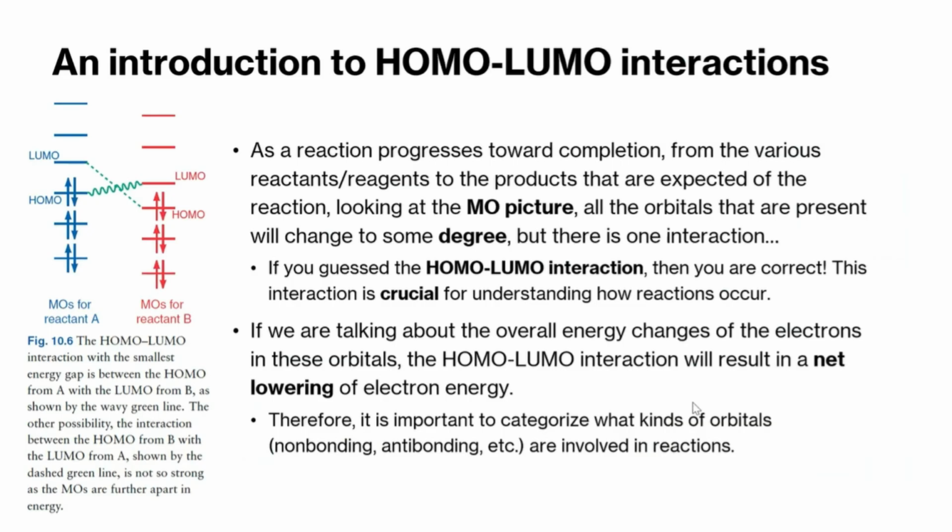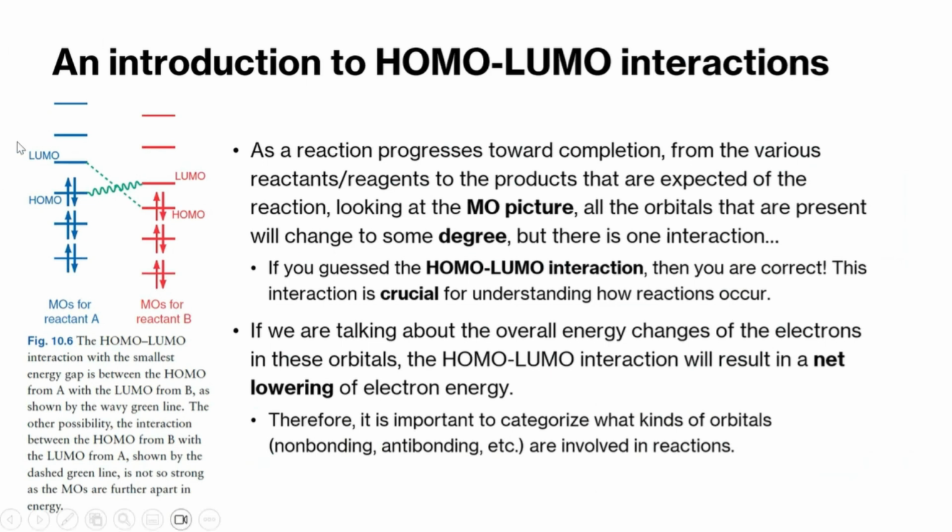So if we're talking about the overall energy changes of the electrons in these orbitals, the HOMO-LUMO interaction will result in a net lowering of electron energy. And because everything wants to get into a lower state of energy, it can be a driving force for many reactions. And therefore, it's important to categorize what kind of orbitals are involved in reactions, like non-bonding, bonding, or anti-bonding.